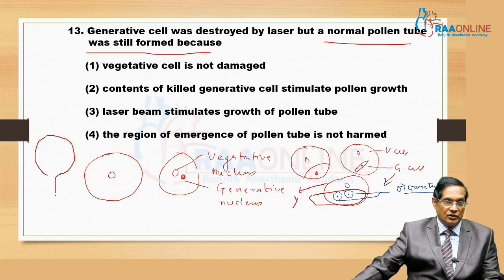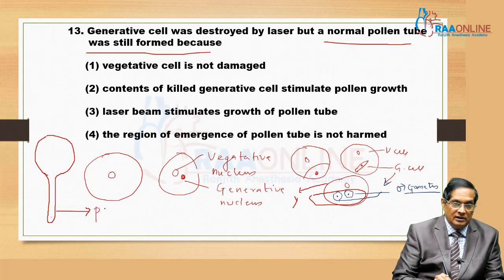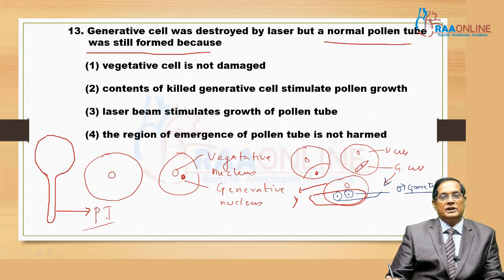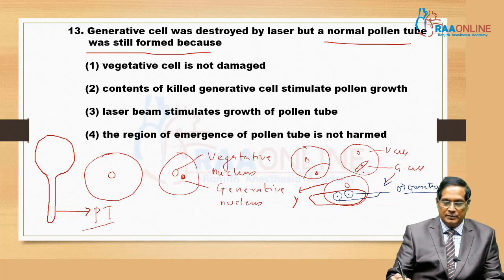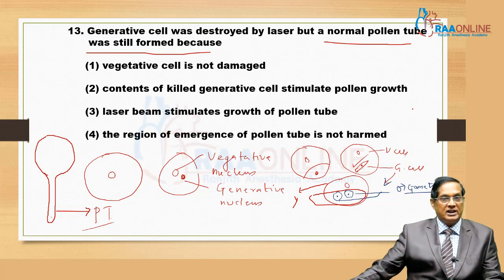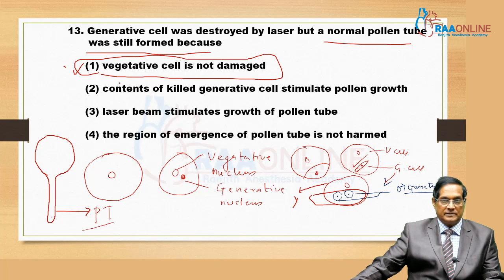Generative cell is already destroyed. So vegetative cell, its inner wall intine protrudes and forms pollen tube. Vegetative cell germinates to form pollen tube, but without male gamete, because male gametes are contributed by the generative cell. So the answer is now clear, that is vegetative cell is not damaged. This is the answer, because vegetative cell is normal cell, whereas generative cell is lost.